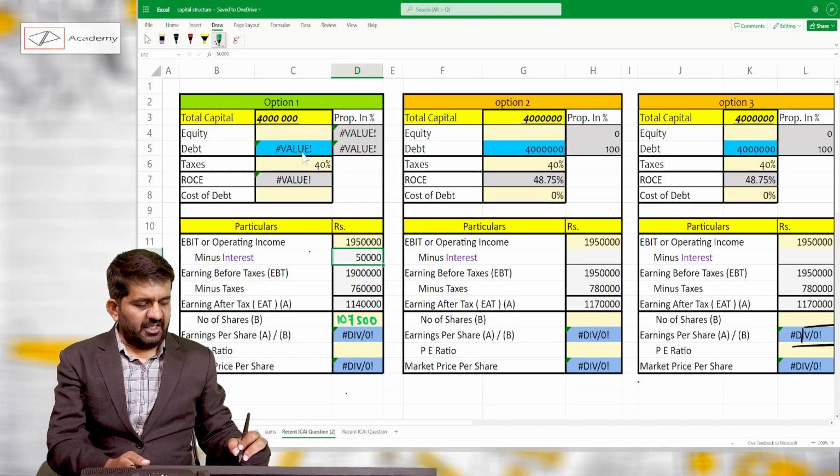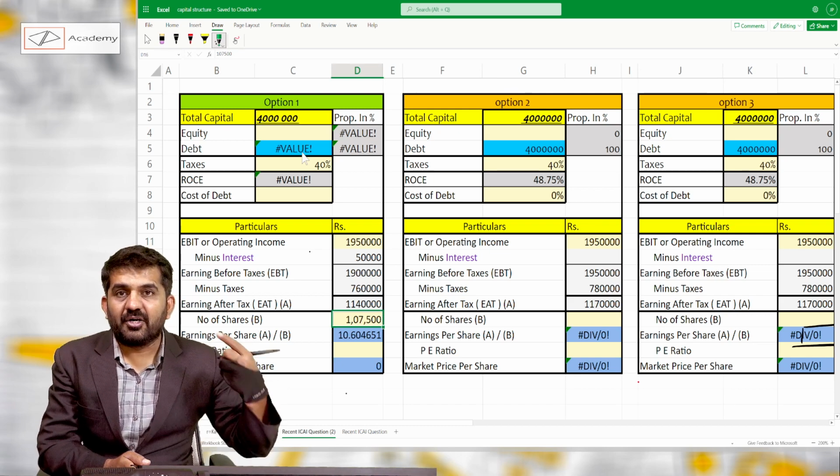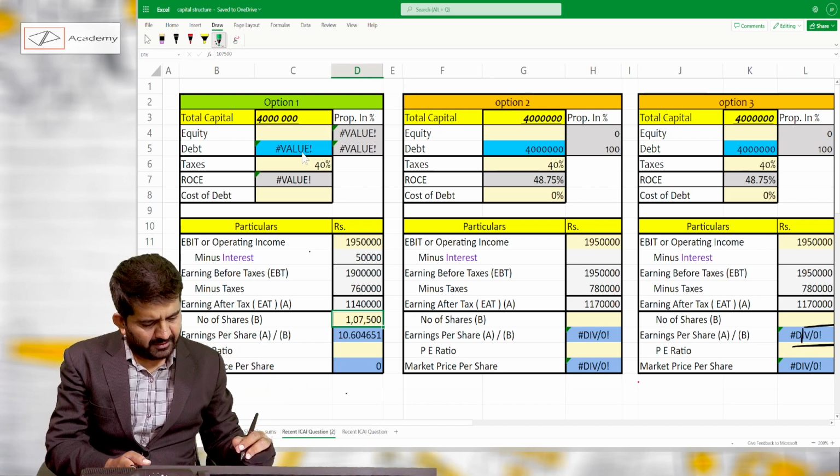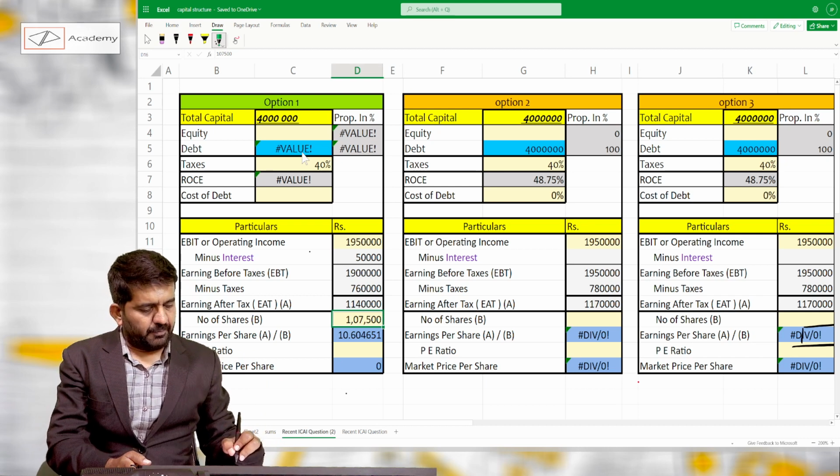Automatically I will be getting EPS. How I get EPS is earnings available to equity shareholders divided by number of shares. It is 10.60.